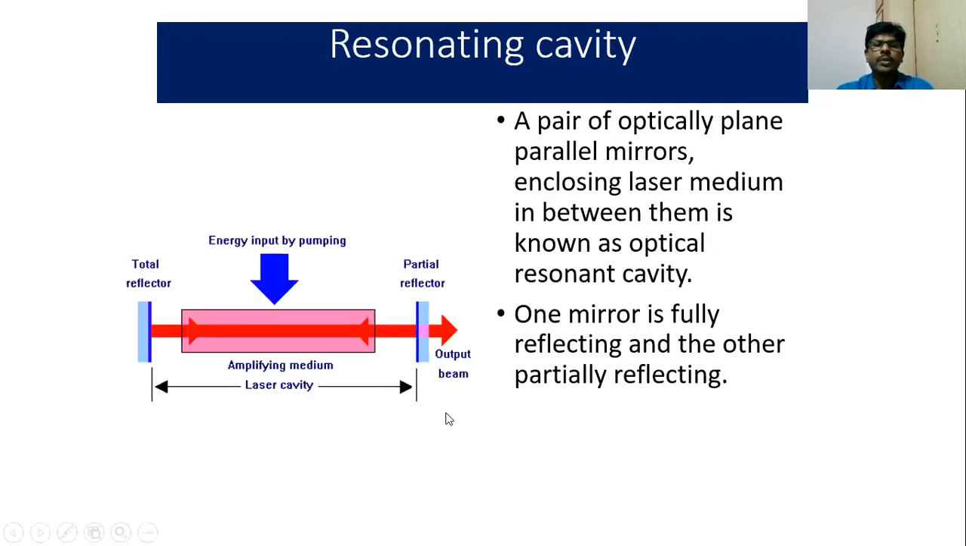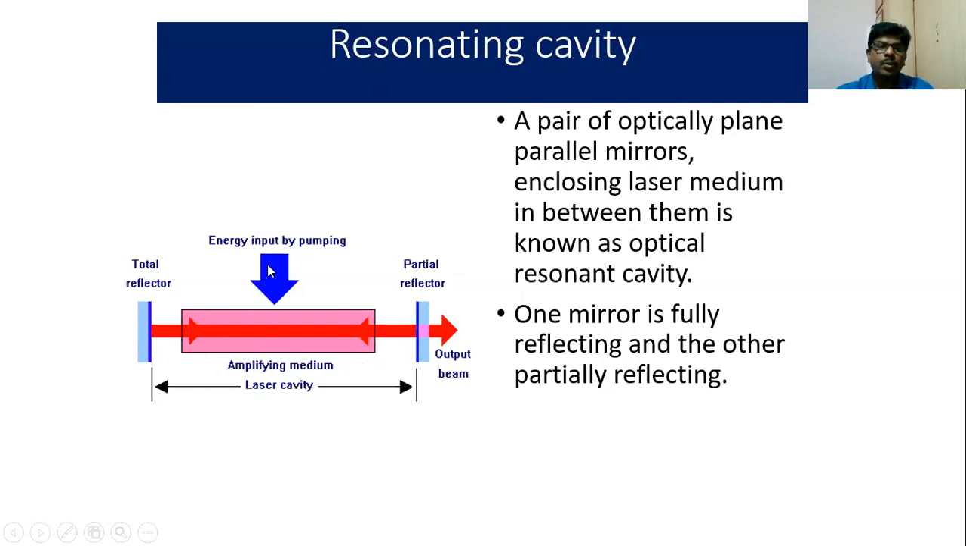This diagram over here shows you what is a resonating cavity. What is a resonating cavity? A pair of optically plane parallel mirrors enclosing laser medium in between them is known as optical resonating cavity. One mirror is fully reflecting and the other is partially reflecting. So on one side you have a fully reflecting mirror, on the other side a partially reflecting mirror, and then this is the amplifying medium.